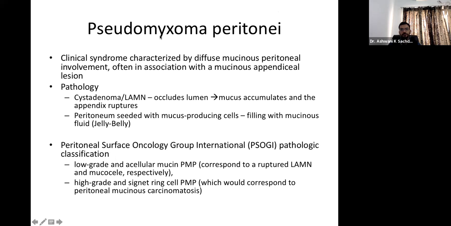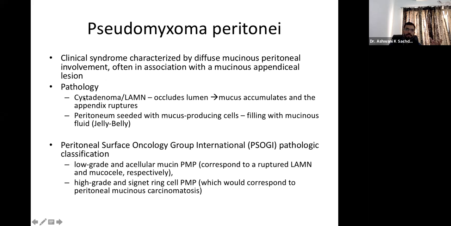Another thing in appendiceal carcinoma is the development of pseudomyxoma peritonei. It's a clinical syndrome characterized by diffuse mucinous peritoneal involvement, often in association with a mucinous appendiceal lesion. So there is a large amount of mucin present in the peritoneal cavity.